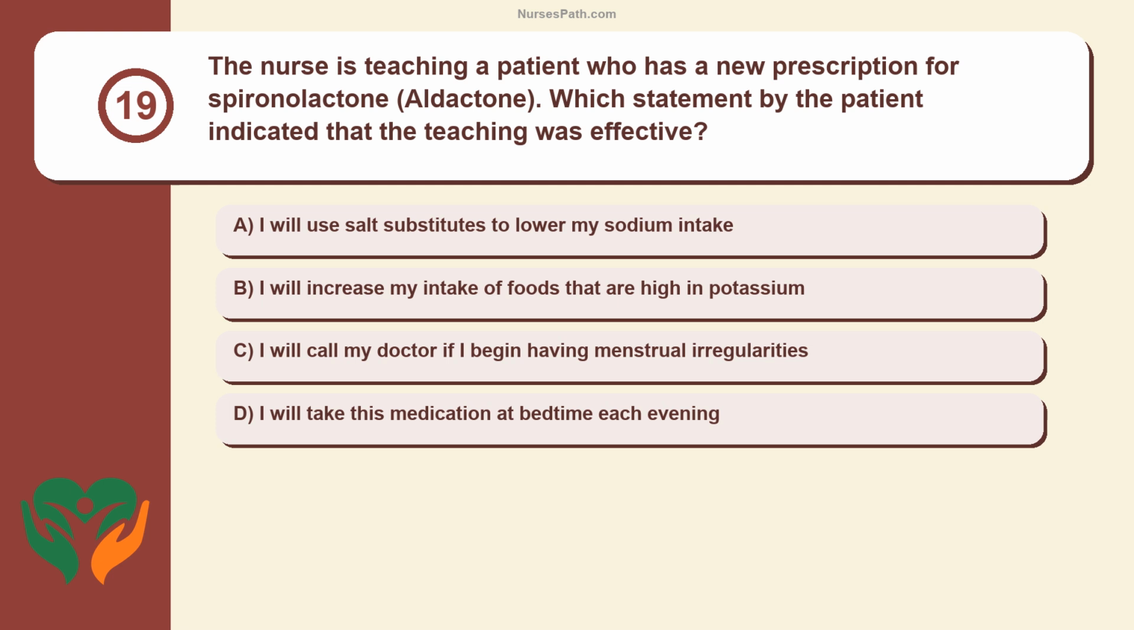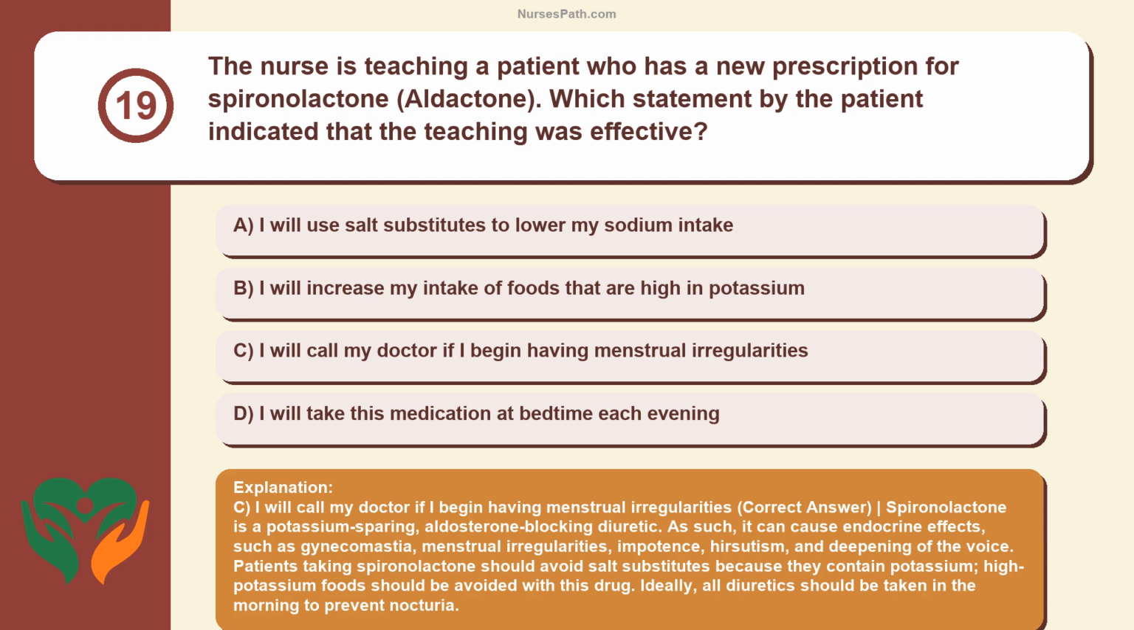Question 19. The nurse is teaching a patient who has a new prescription for spironolactone, Aldactone. Which statement by the patient indicated that the teaching was effective? A. I will use salt substitutes to lower my sodium intake. B. I will increase my intake of foods that are high in potassium. C. I will call my doctor if I begin having menstrual irregularities. D. I will take this medication at bedtime each evening. C. I will call my doctor if I begin having menstrual irregularities.